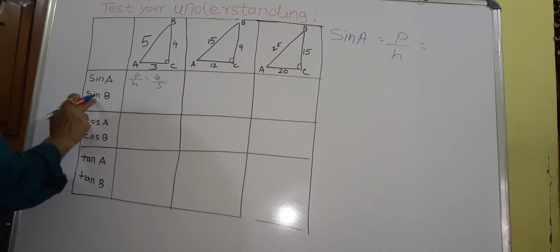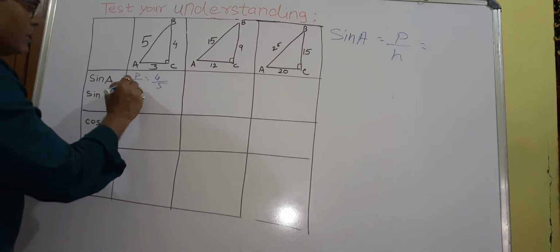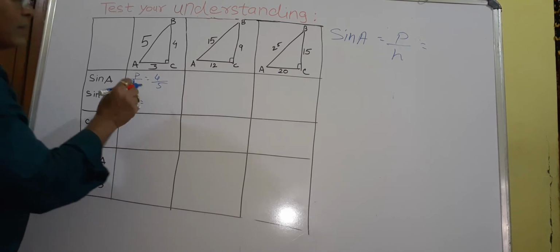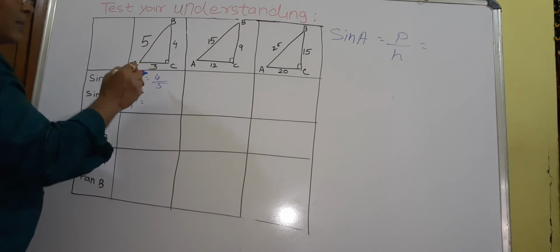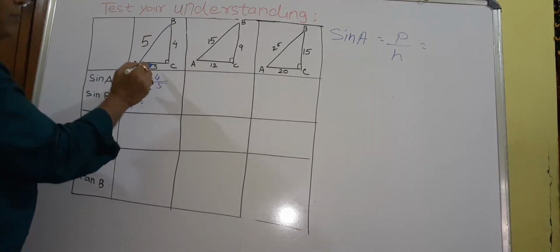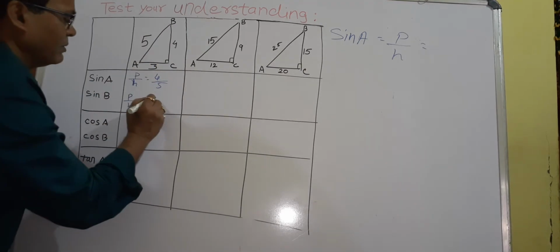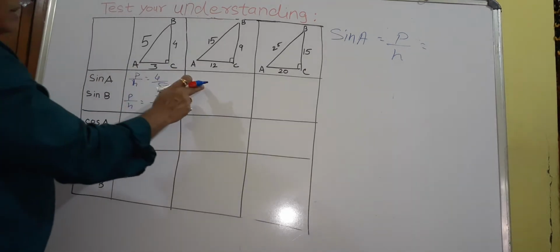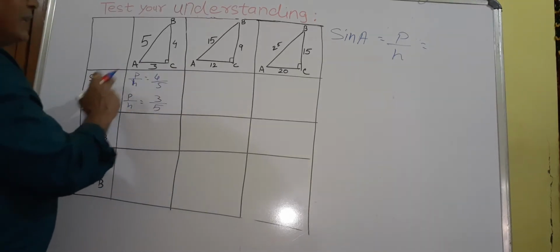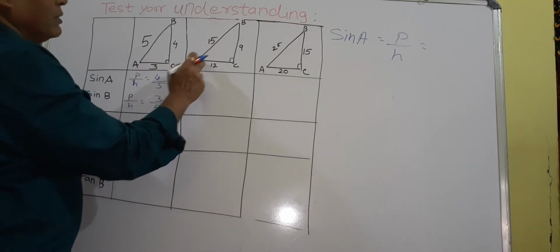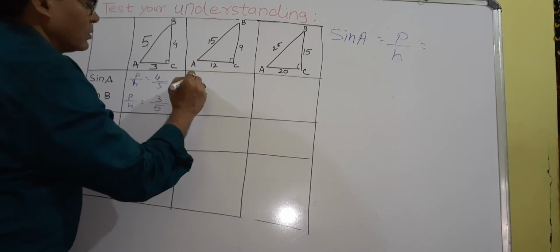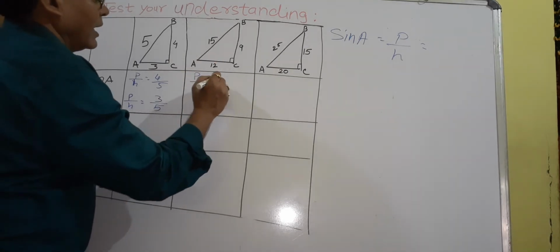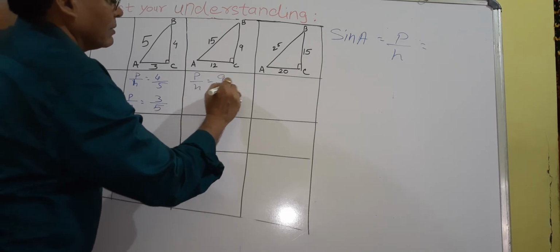If you take sine B also, this ratio will not change. Here also it will be P by H only. But for this angle, P will change. For angle B, P will be 3, so 3 by 5 and we will write 3 over 5. Similarly, if you come to this table, sine A for this angle, P will be 9, 9 by 15. So P by H and we will get 9 over 15.